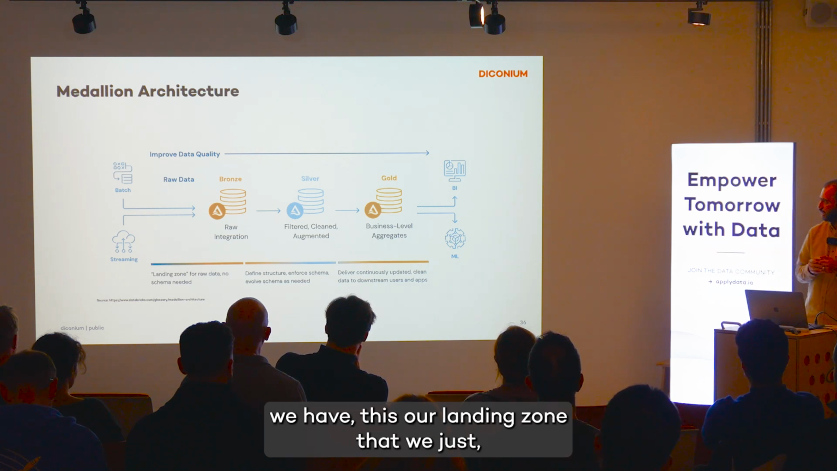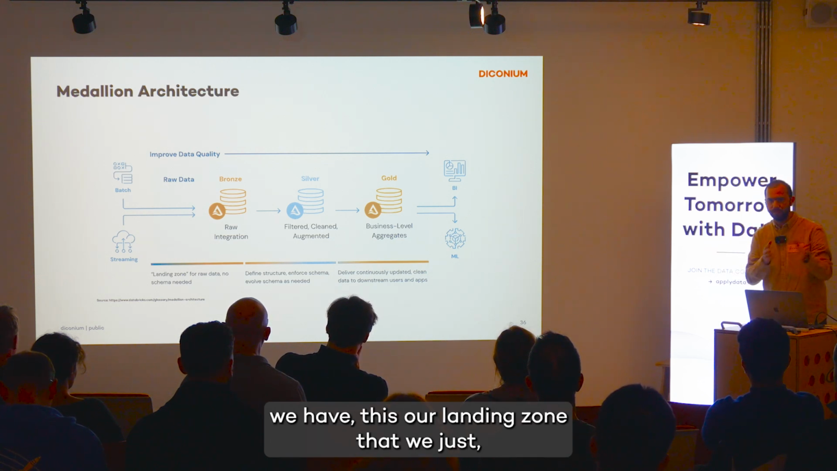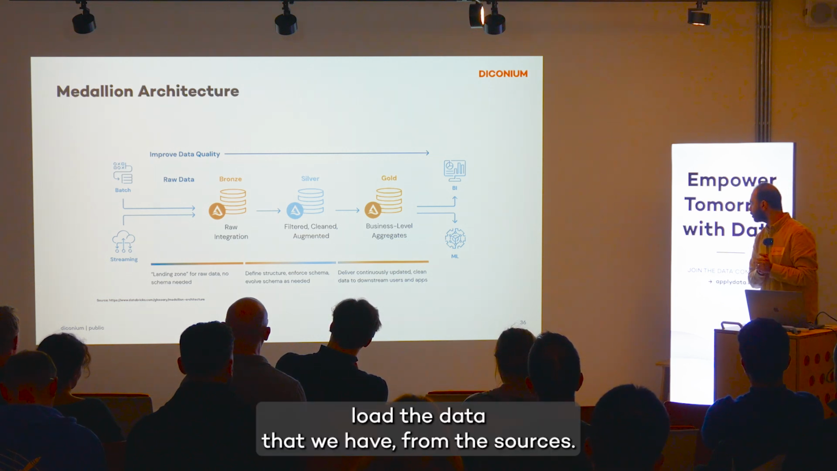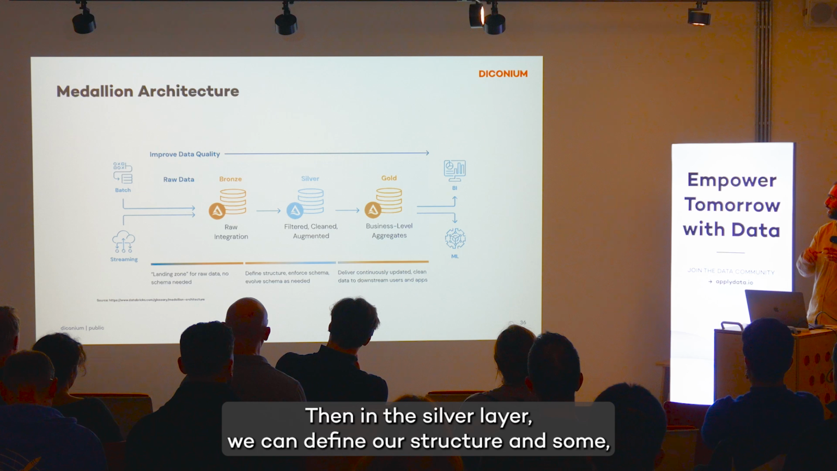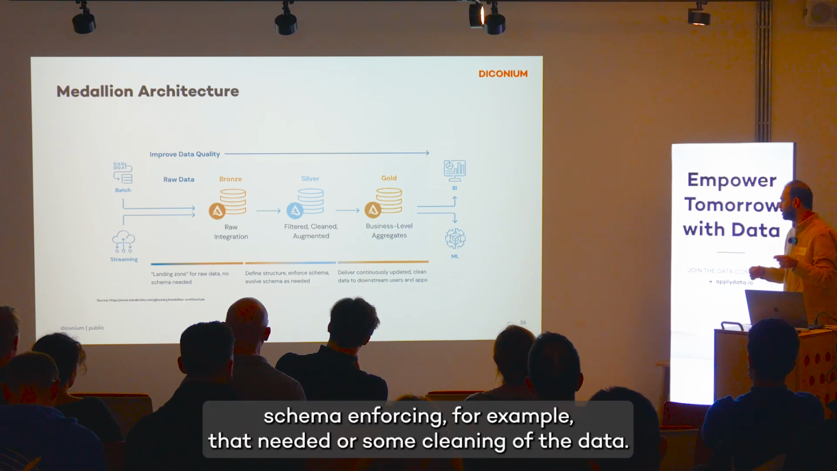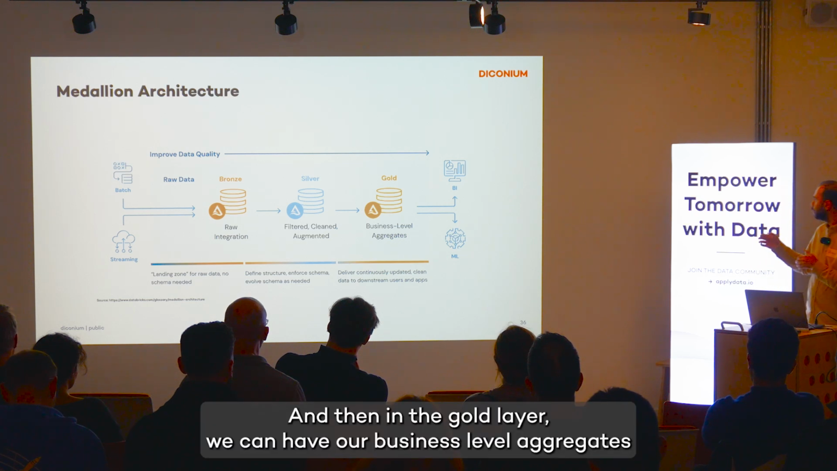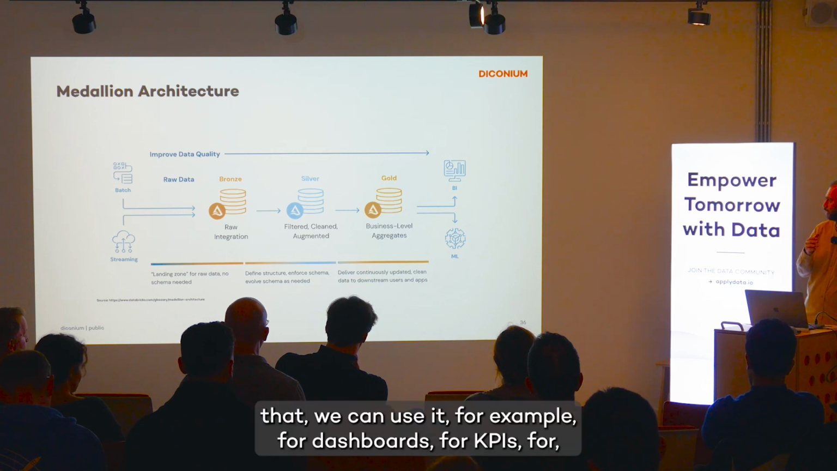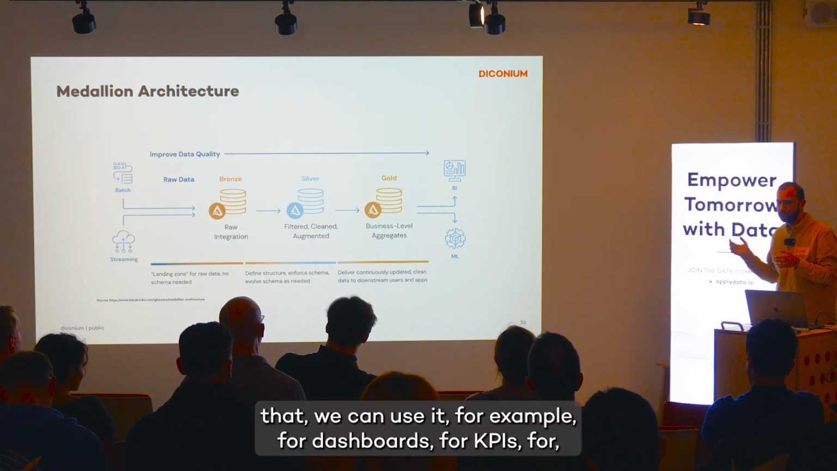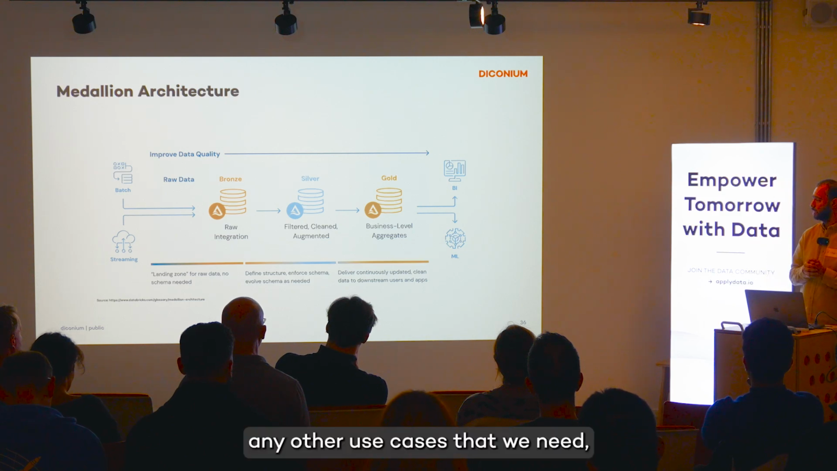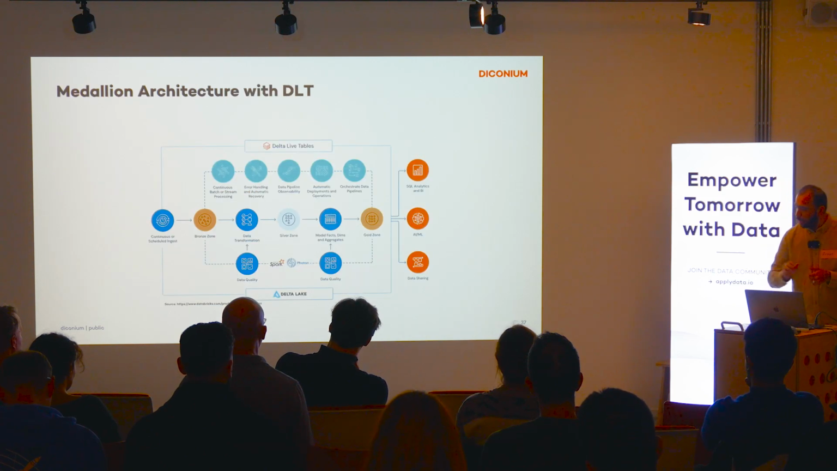In the bronze layer, this is our landing zone, where we just load the data that we have from the sources. Then in the silver layer, we can define our structure and some schema enforcing, for example, or some cleaning of the data. And then in the gold layer, we can have our business level aggregates that we can use, for example, for dashboards, for KPIs, for any other use cases that we need.